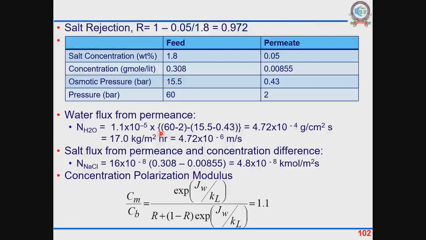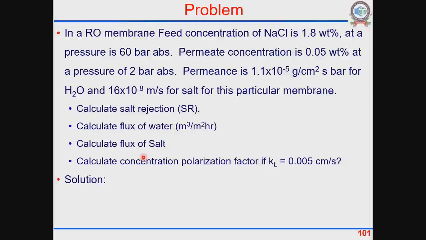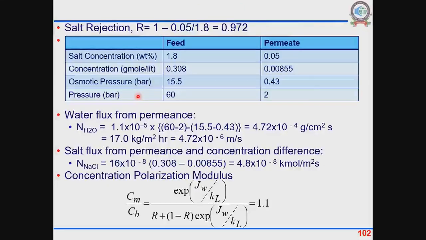We can even convert this into meter cube per meter square per second. That will be 4.72 into 10 raised to minus something meter cube per meter square second, or we can simply write it as meters per second. Salt flux, if we calculate, is permeance multiplied by concentration difference. So 16 into 10 raised to minus 8, that's the permeance value that was given, multiplied by the concentration difference, 0.3 minus 0.00855.